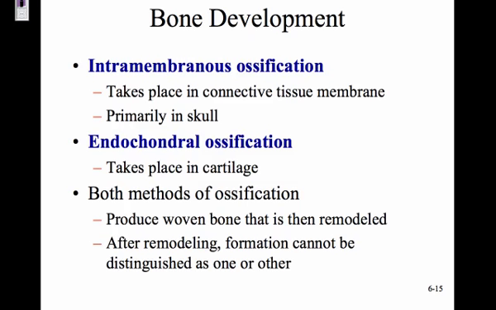Both types of ossification will produce woven bone that's then remodeled into compact bone, and after remodeling, the final product, the bone, will not be distinguishable from each other, so it doesn't matter which type of ossification occurs, you're going to get the same product.